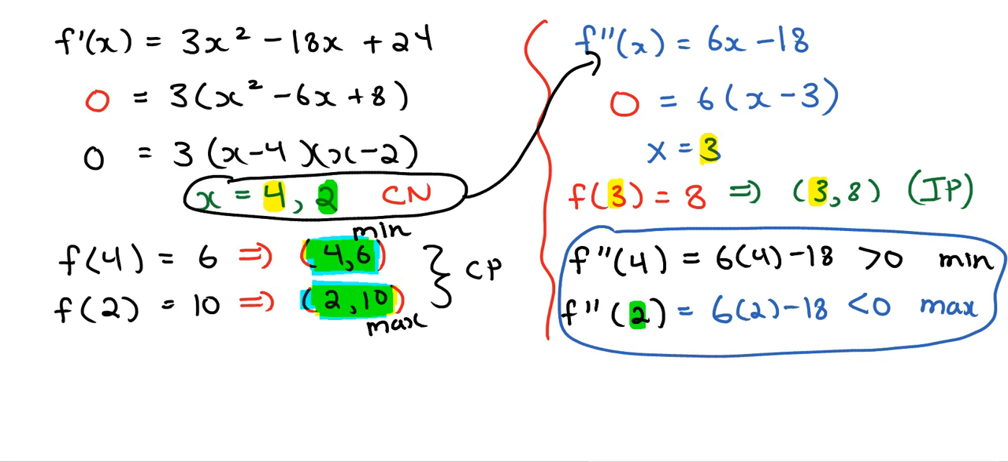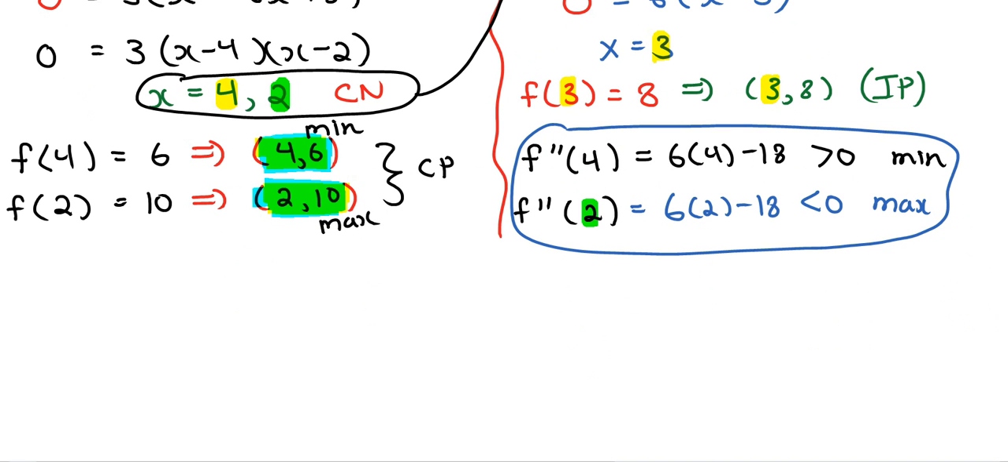Now, you don't have to use the second derivative test if you don't want to. You may use the first derivative test. I just want to show you the second derivative test in action just because I haven't done a lot of examples in class with it, but there you go. There's your max and your min points. Okay, so let's go ahead and find the intervals of concavity now.